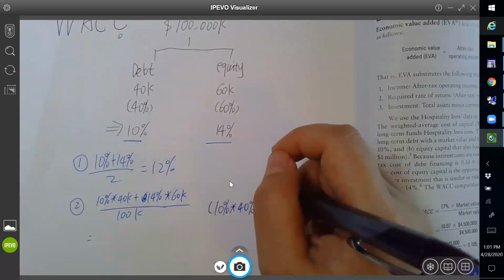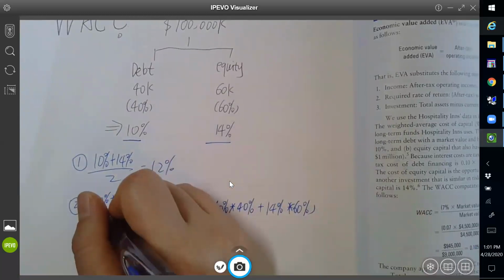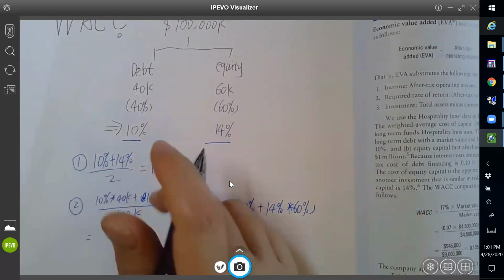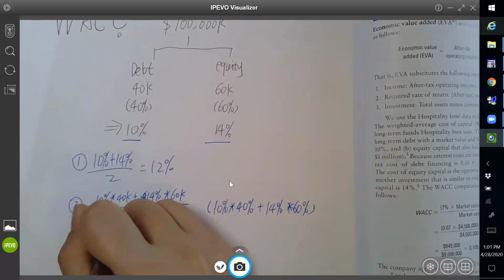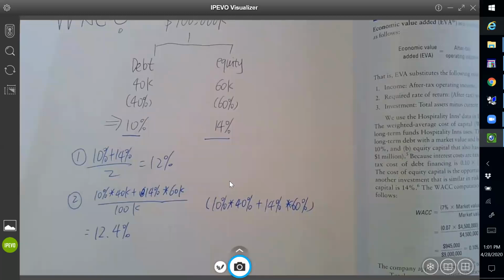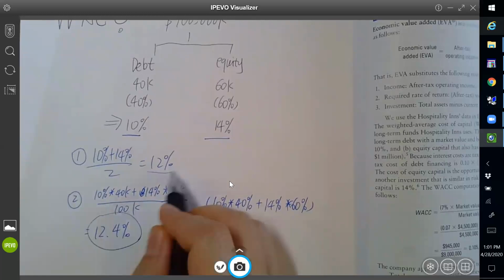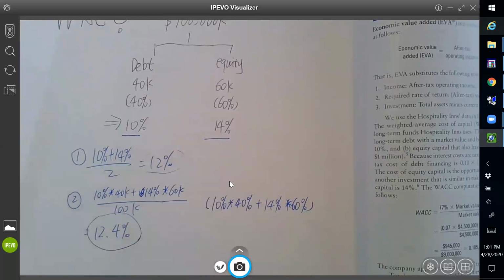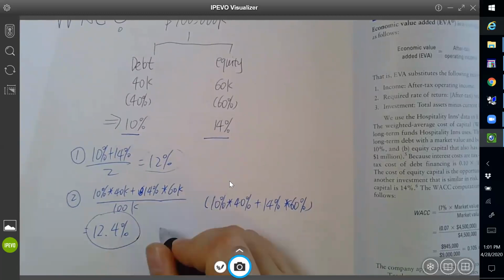14 times 6 will give you 12.4%. You can say they are kind of close, because 40%, 60% is almost like 50%. So this is the weighted average. Is this correct? I would say almost there. This is how you do it. The logic is correct: you should do a weighted average.